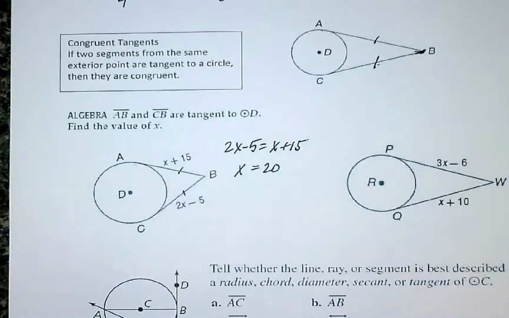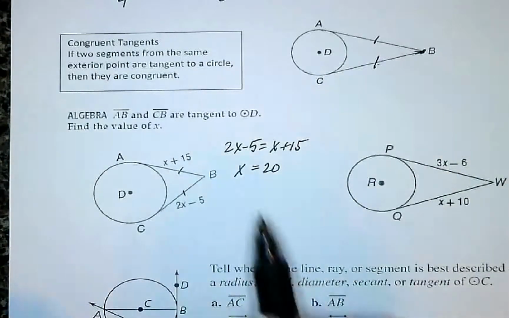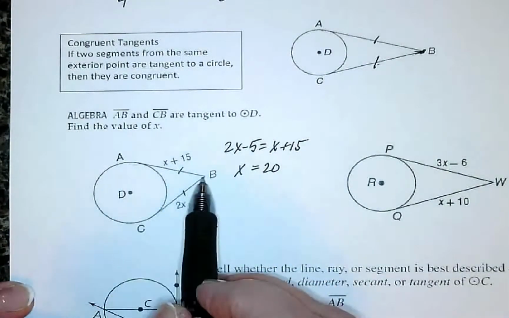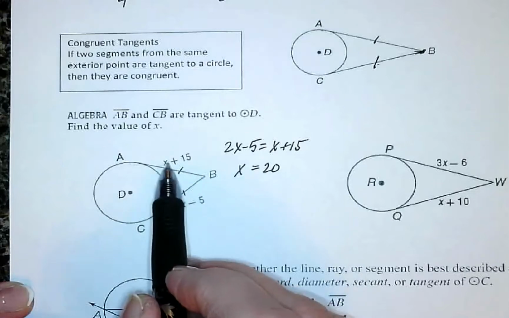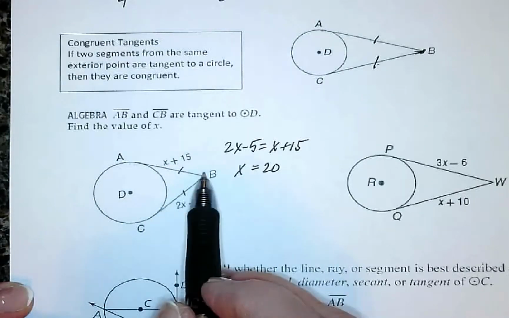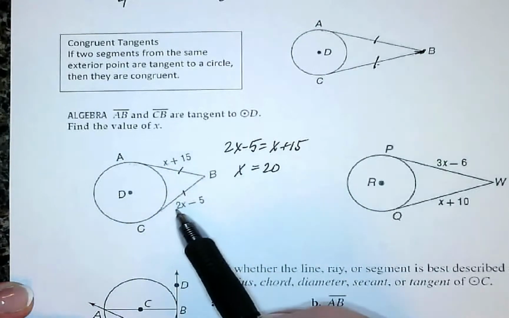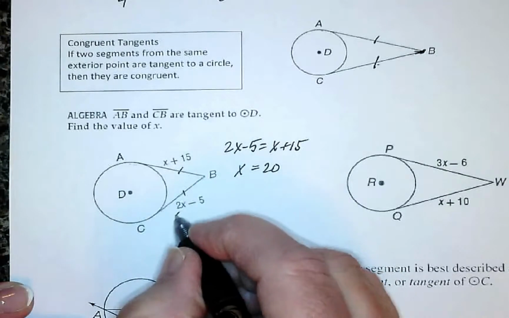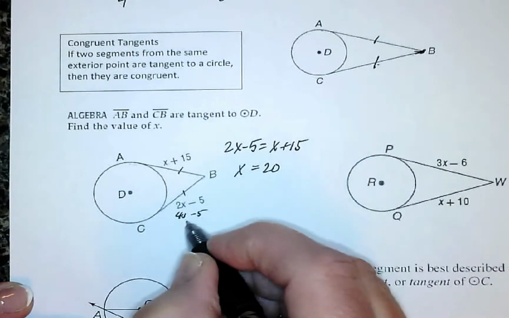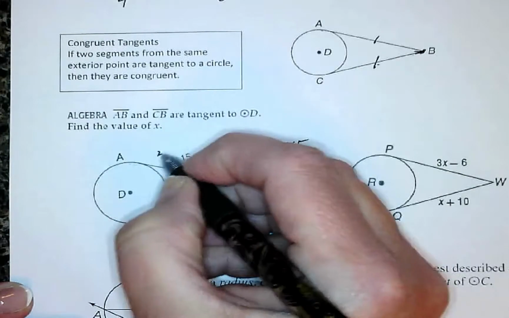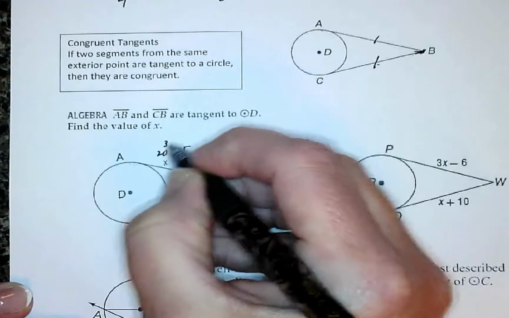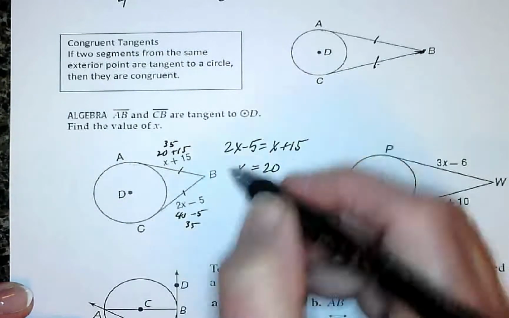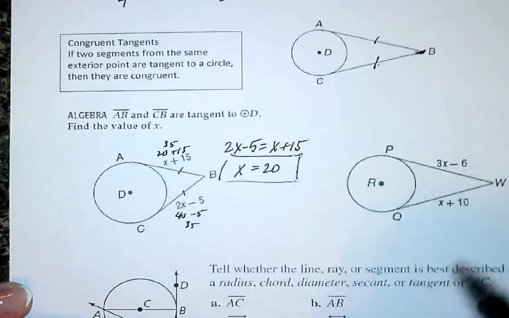Now they've just said in the directions here find x, but if they actually wanted me to know how long AB is, I'd have to plug it back in there. 20 plus 15 would be 35. I could double check it over here. 2 times 20 is 40, minus 5 is also 35. So we did get the correct value of x. This would answer the question.